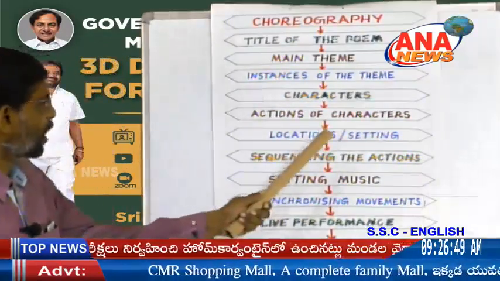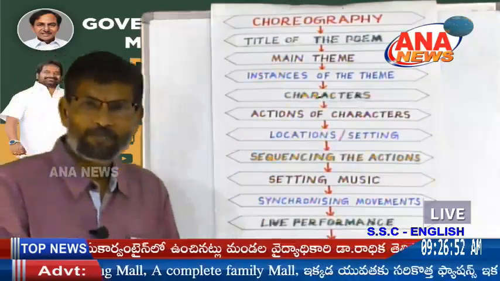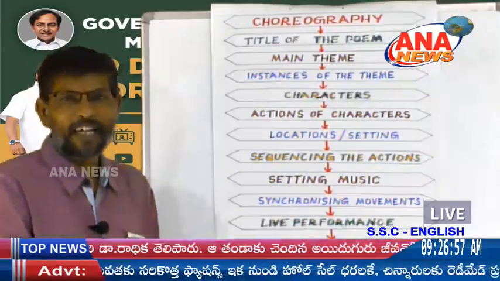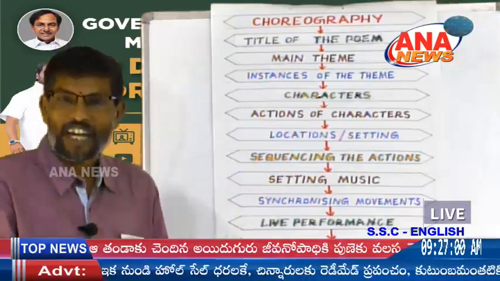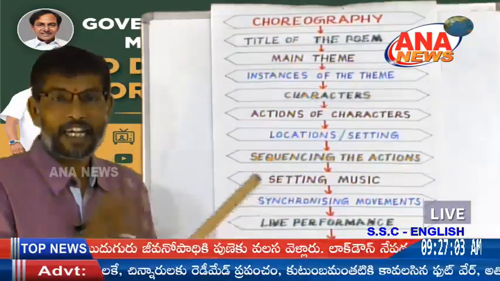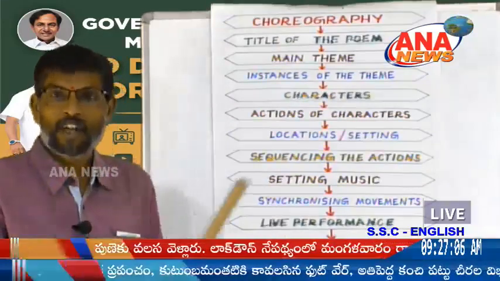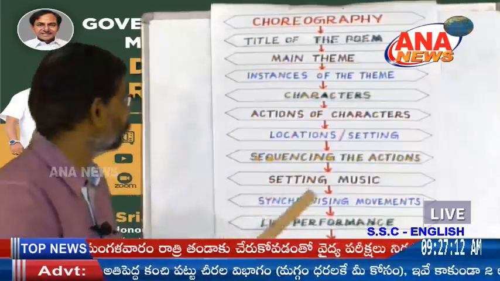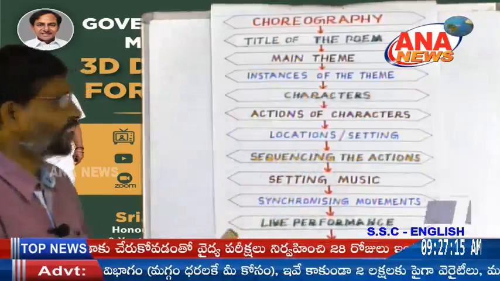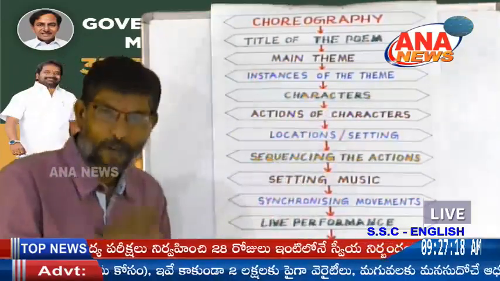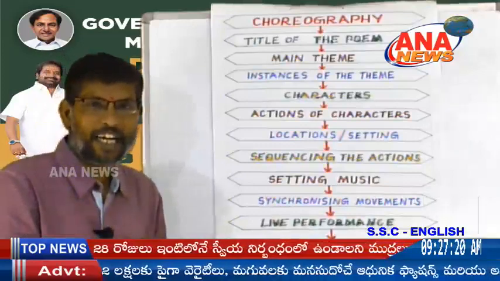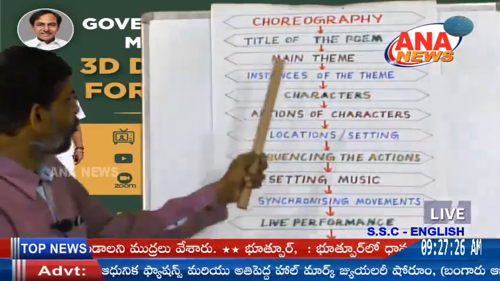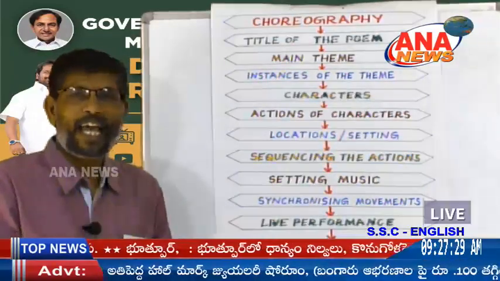Next, locations and setting. So here, when we compose a choreography, in the poem, there may be different locations. Whenever we present one location, that comes under one particular scene. So locations can also be found out when you read the poem. Next, sequencing the actions. Whatever the actions identified by us, that should be presented in the sequence they present in the poem.